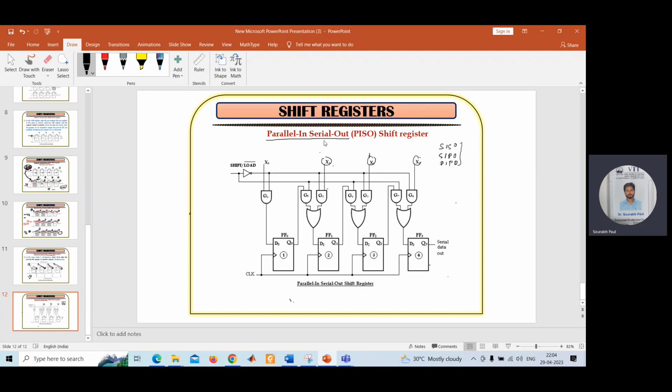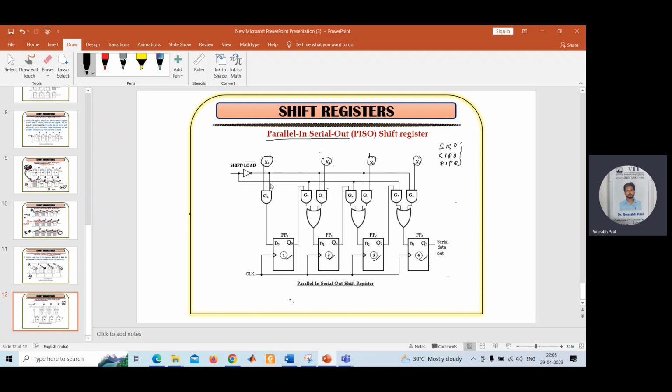In this case, you have to understand one thing. Parallel in means you need to give the input parallelly or simultaneously in the x0, x1, x2 and x3 terminals. For this particular configuration, you have 4 input terminals, so you need to apply the inputs parallelly, or simultaneously. After applying the input, you need to shift these values from the first flip flop to the second, second to third, third to fourth flip flop.